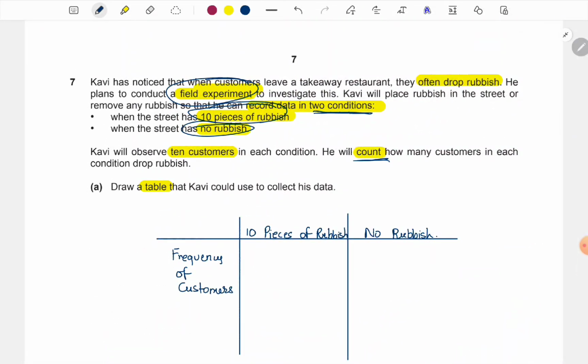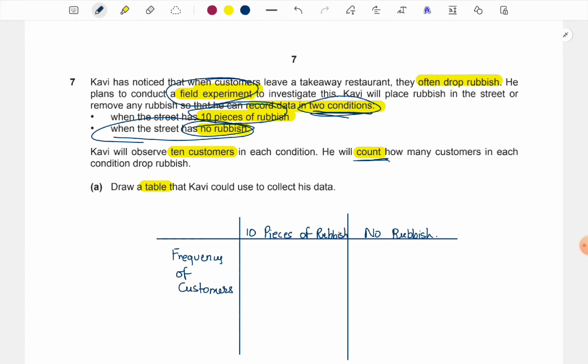All the rubbish to be removed. Okay, because we see he has 2 conditions. So again we have to link back to what we've seen before. And in the second, he is going to remove the rubbish from the street. Actually, what Kavi wants to see is that when there is already rubbish on the street, people will get more encouraged to throw rubbish. And to standardize it, he's kept it at 10 pieces. This is what we are understanding from the scenario. Then why at all is he keeping a condition in which there is no rubbish? Then he should just see if there's rubbish on the street, people throw more or not.